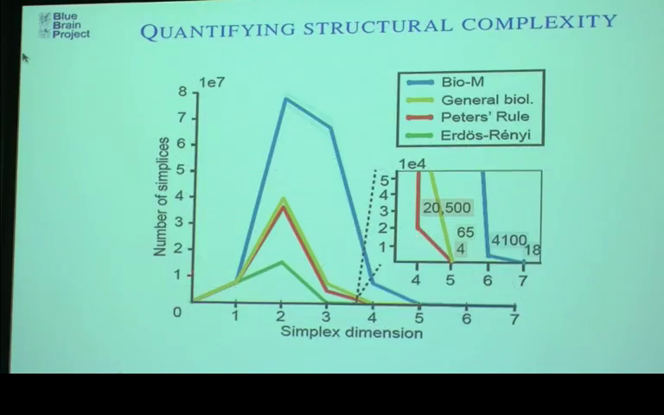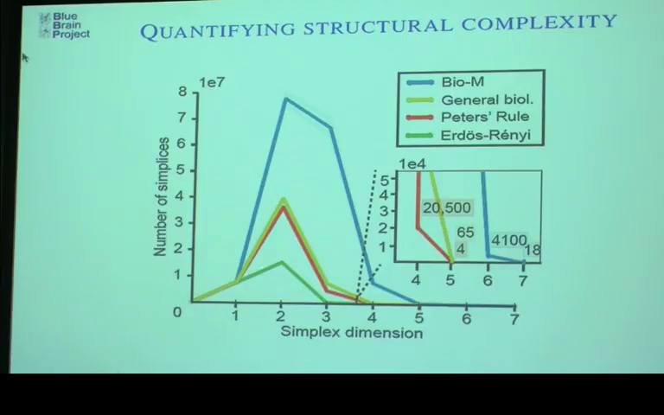And then we quantified the structural complexity of these networks. So we did a comparison of the actual Blue Brain microcircuit with various null models. The Blue Brain microcircuit is here in blue, and what they count is, in terms of simplex dimension, the numbers of simplices. What we see is that we have roughly 75 million 2-simplices, roughly 65 million 3-simplices, and so on. We even have some 7-simplices and plenty of 6-simplices.